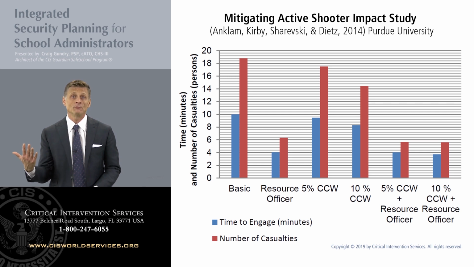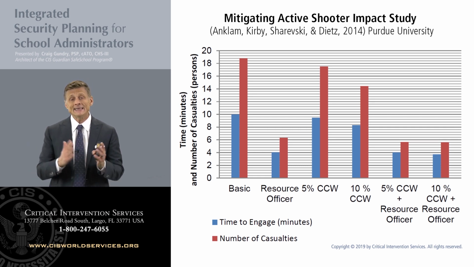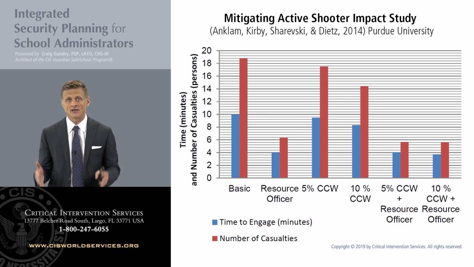The second that they looked at was having a professional responder on site, which they labeled as resource officer. And then they looked at percentages, 5% and 10% of the teacher population being armed. And then they modeled this out utilizing input data from 65 workplace and school shootings. And what you see on screen right now is the results of that study.